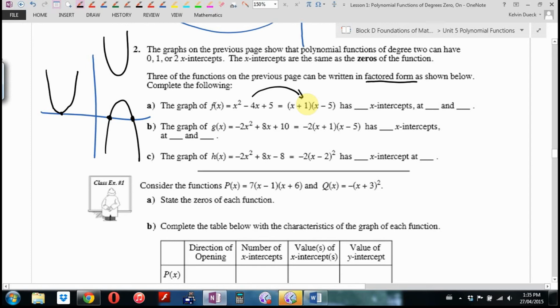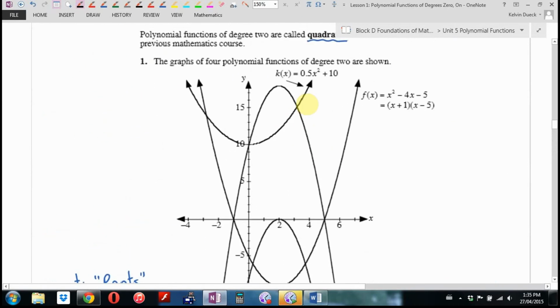Okay? You guys stay on this page. I'm going to go back. We're talking about this function right here. What are the x-intercepts of this function right here? Positive 5 and negative 1. Can you see a positive 5 and a negative 1 hidden in there at all?